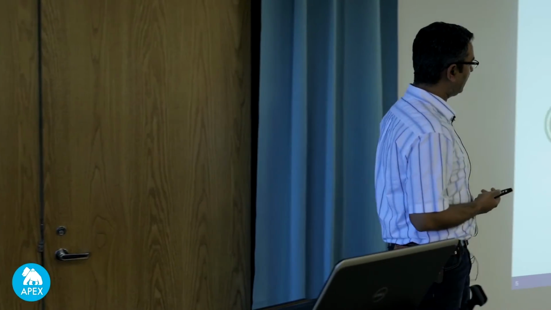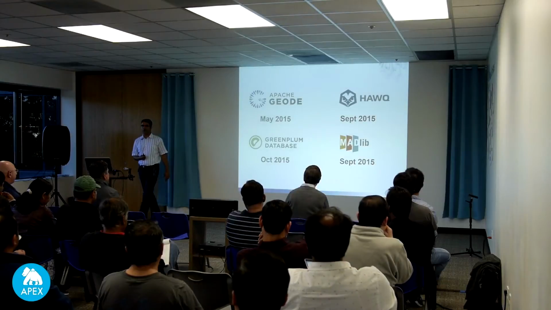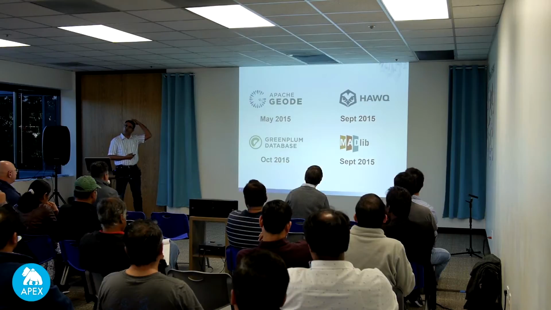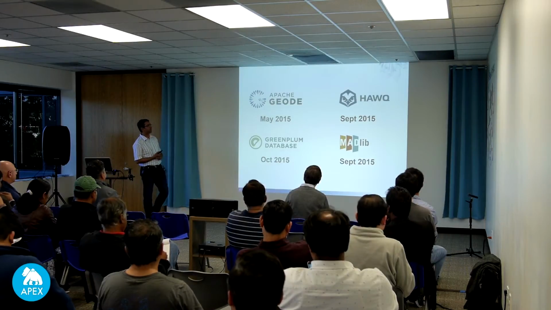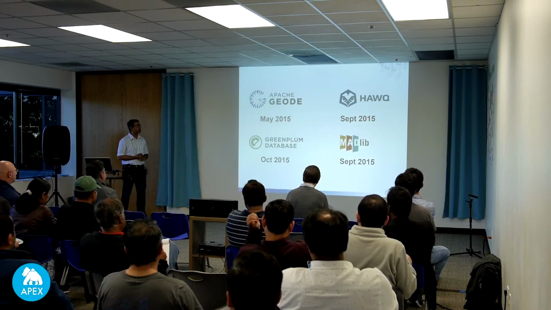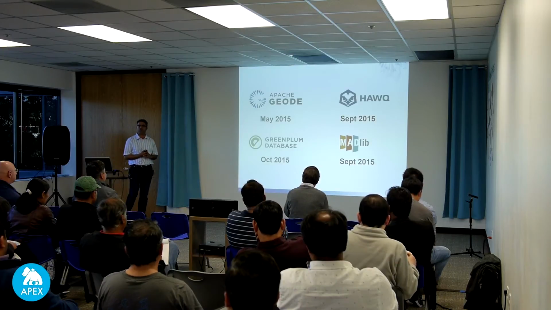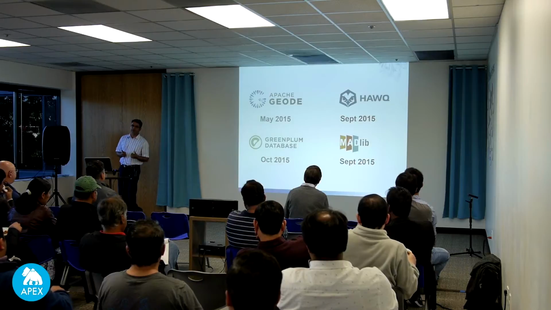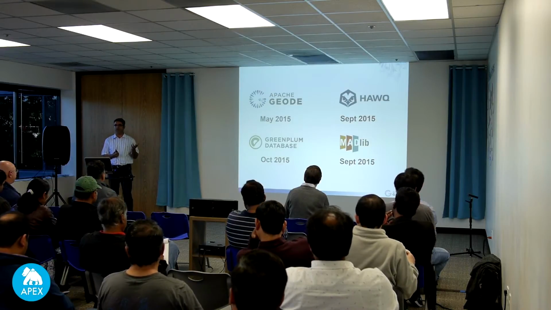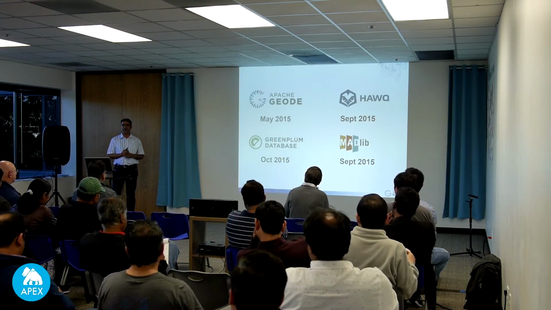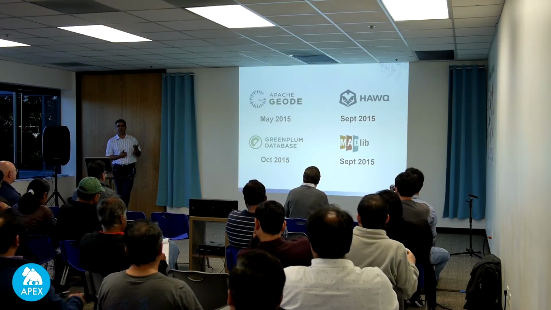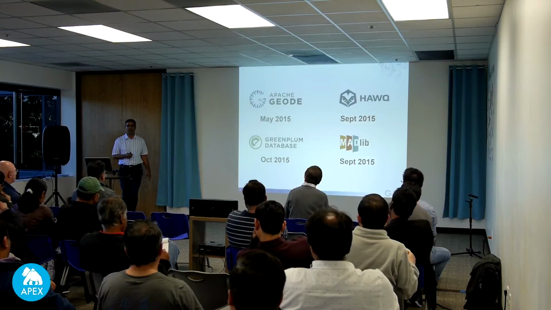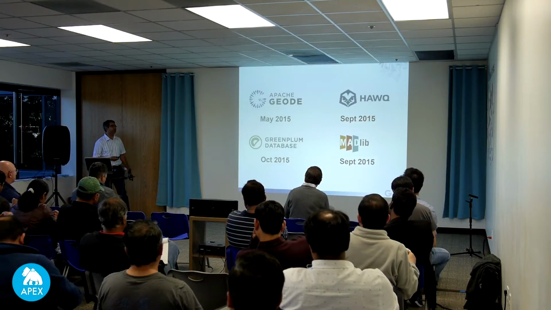So those are the four communities that were formed, timing-wise, right? Geode was the first one in May. The source code was released in the late April timeframe. And then came Hawk and Madlib in quick succession around Strata, and then immediately followed by Greenplum database, right? And Greenplum database, for people who don't know, was one of those three MPP databases, like Vertica, Aster Data, and Greenplum. Vertica was acquired by HP, and then Aster Data by Teradata.